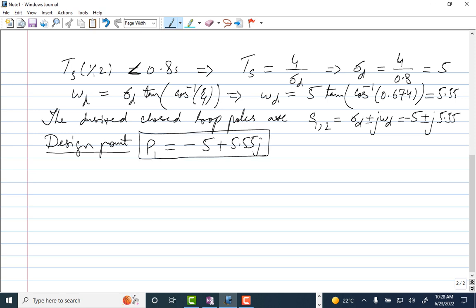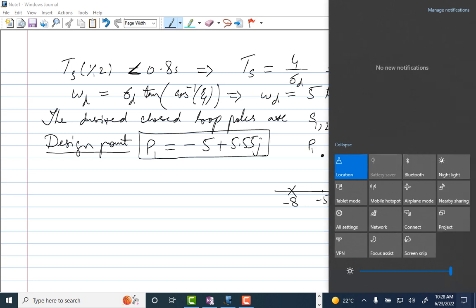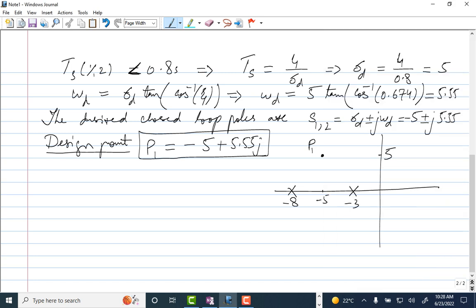Now if I quickly plot the root locus here, if you remember, this was my plant, a pole at minus 3, a pole at minus 8. So this is minus 5, and this is the point where we want our location, 5.55 j. So here I want our closed loop poles.